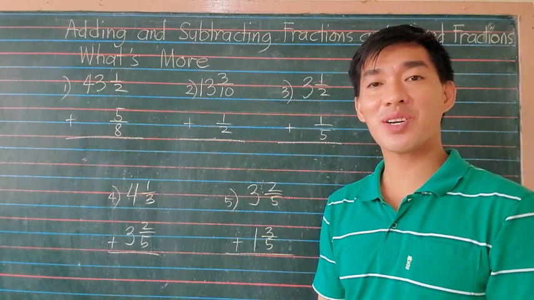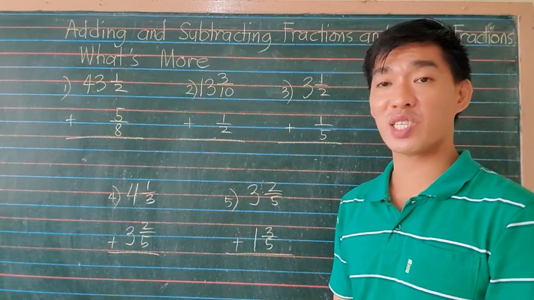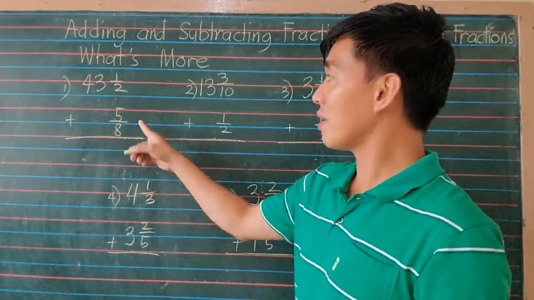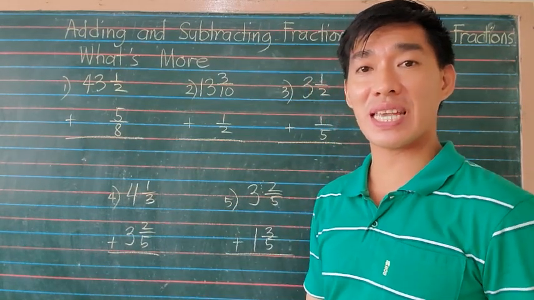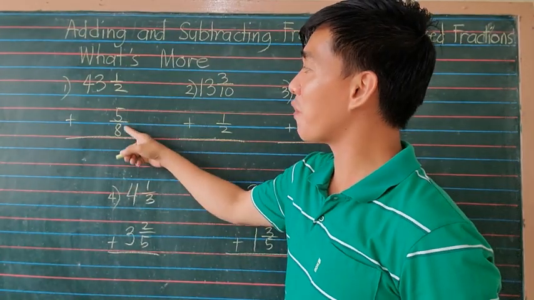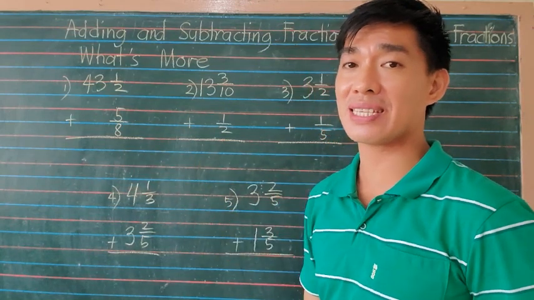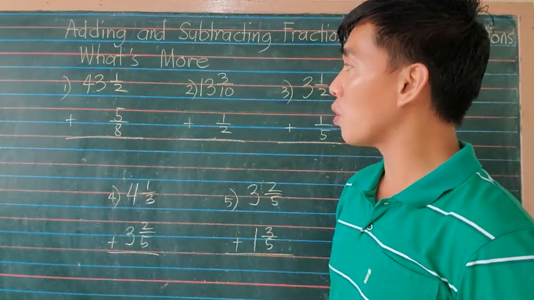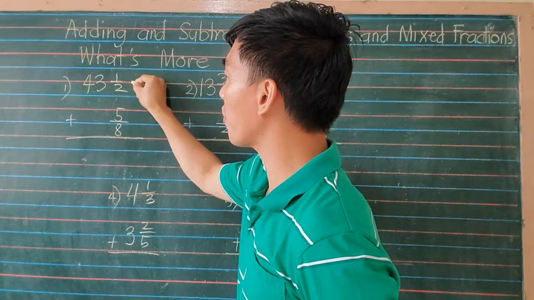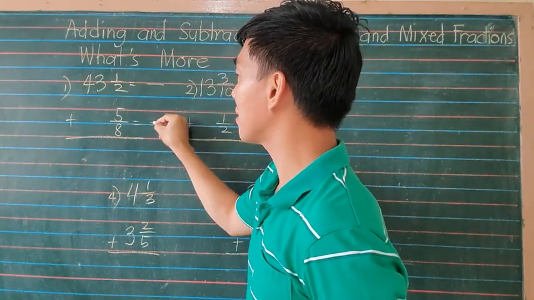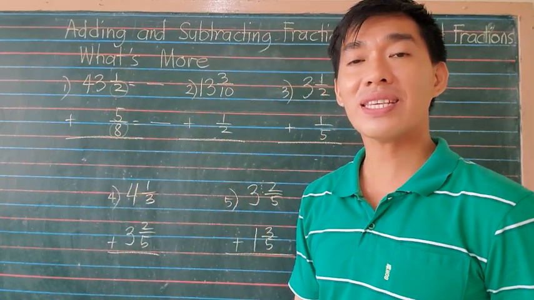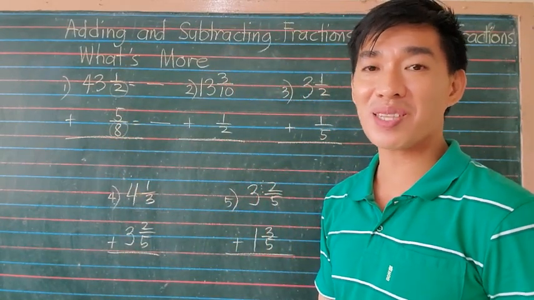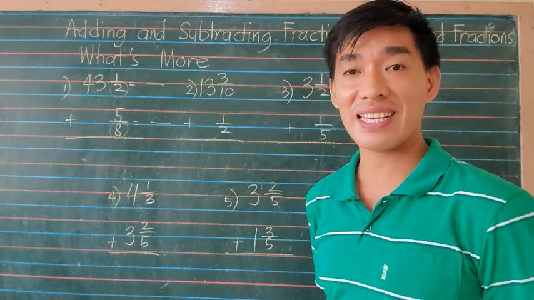Let us now answer your first activity in what's more. So here, in this case, we cannot just simply add them because they don't have the same denominator. Dissimilar fractions po sila, so hindi po natin sila ma-add directly. So, we will have to look for their LCD first. Saan magtatagpo si 2 and 8? What is the common multiple of 2 and 8? And that is 8.